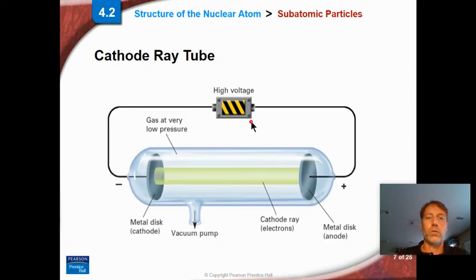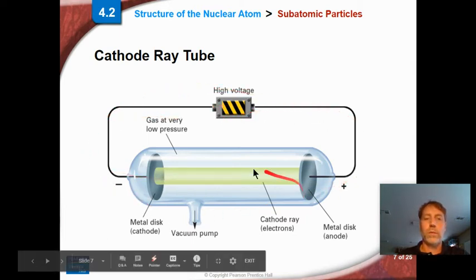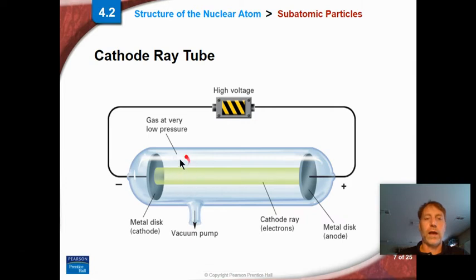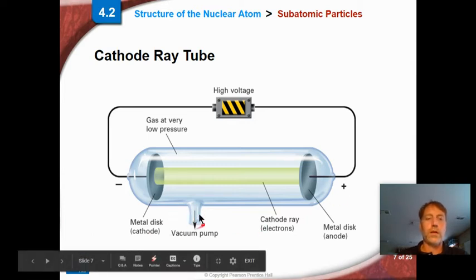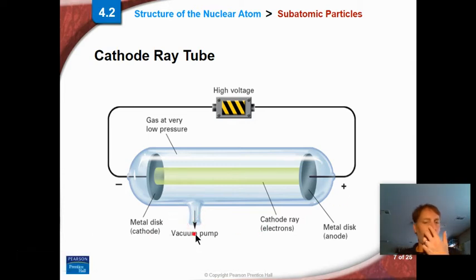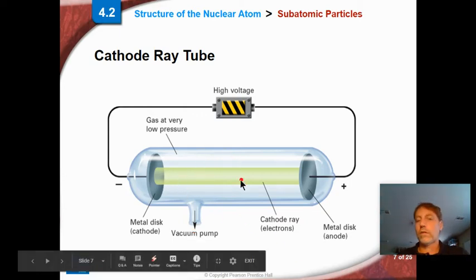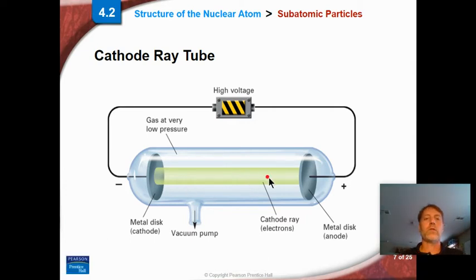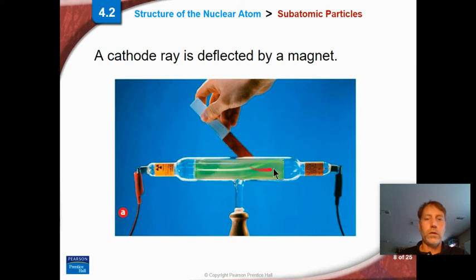And so this was the result. He had a battery or some sort of voltage source that would send electricity through this tube that had a gas in it. There's a gas inside here at a very low pressure, and he had two metal discs that were conducting the electricity. Then a vacuum was applied to put it at a low pressure. By applying a vacuum, it lowered the pressure of the entire system. And this is the cathode ray tube right here.